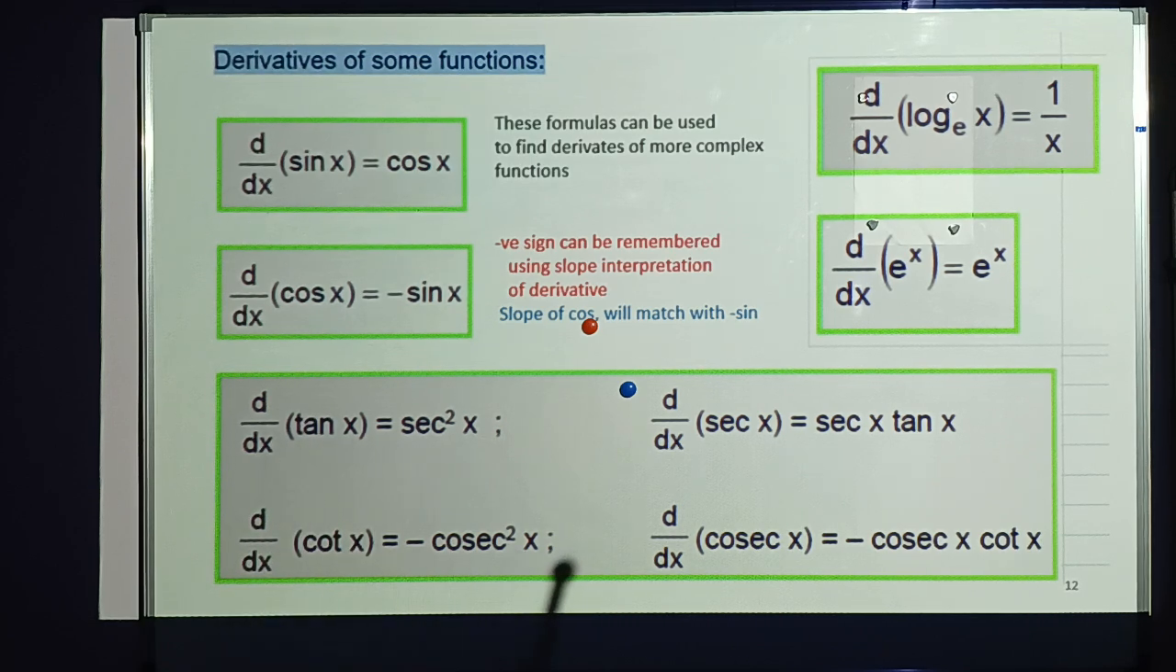Similarly, the derivative of cot is minus cosecant square. Cot can be written as cos by sine, or it can also be written as 1 by tan. Again, using the u by v rule, we can get this one. The derivative of secant x is the derivative of 1 by cos. Using the u by v rule, we can get this one.